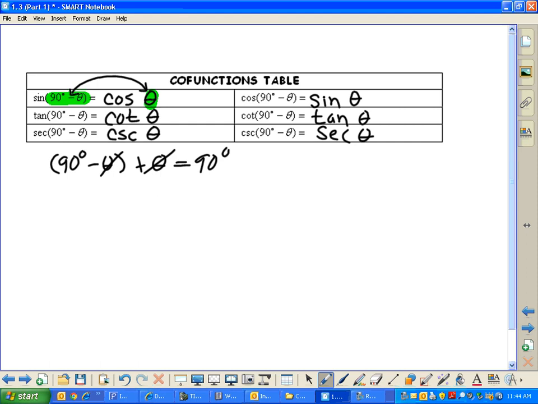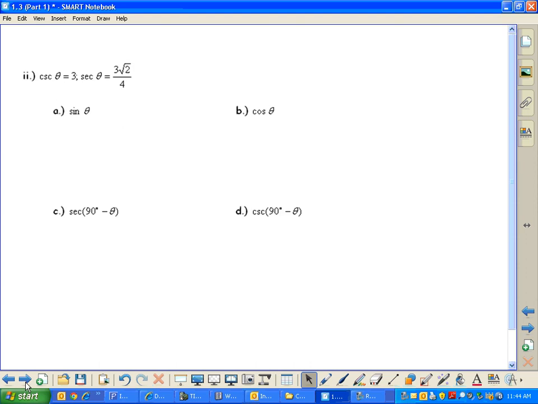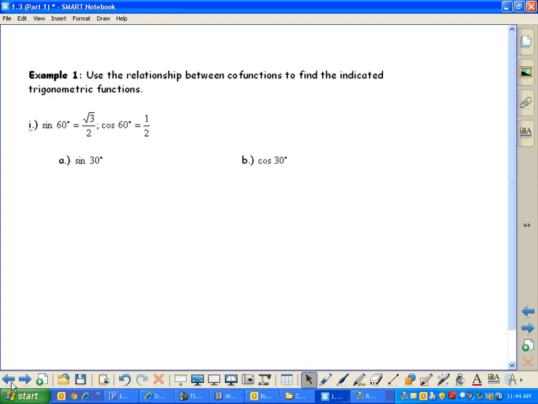So now we're ready to do a couple problems. Questions about this? All right. Try to figure out which one I want to do first. We'll go with part 1 here.